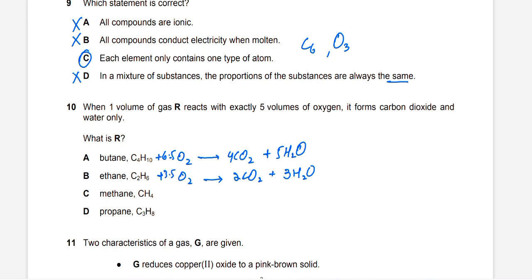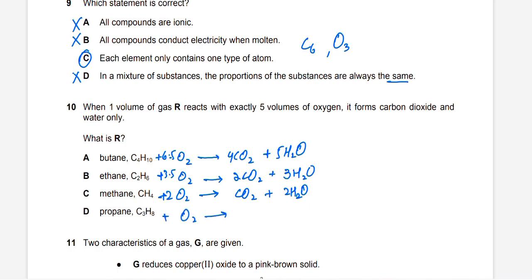Methane, CH4. I'm writing here O2. Carbon will react with oxygen to form carbon dioxide. There is only one carbon, and hydrogen are 4, so it will form 2H2O. So 1 two is 2 and 2 ones are 2. 2 plus 2 becomes 4. So 2 twos are 4. This is also incorrect.